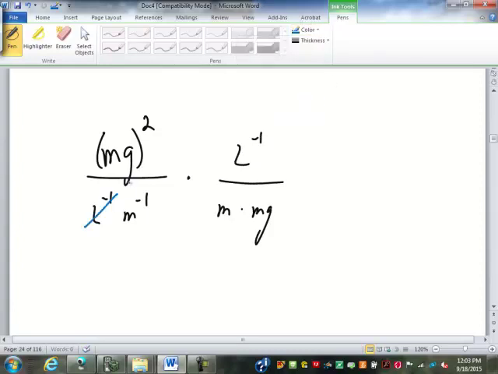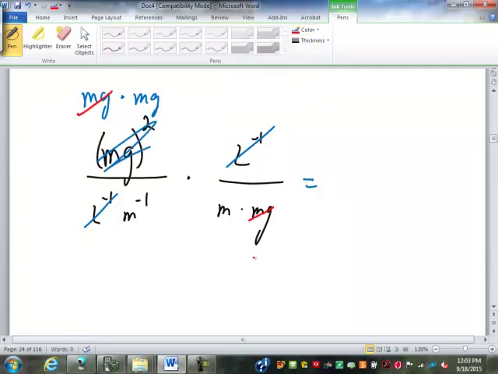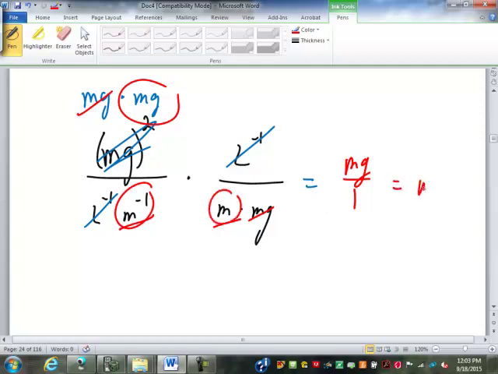Well, here, first of all, I can cross cancel. My liters to the negative 1 can cross cancel. Milligrams squared, I'm going to write that as milligrams times milligrams, so that I can cross cancel 1 milligram here. So on top, all I have left is milligrams. On bottom, I have meters to the negative 1 times meters, which is just 1. Anything to the negative 1 times itself is just 1. So that reduces all down to just milligrams. Now, like I said, that's kind of silly to me, but let's take a look at another example.